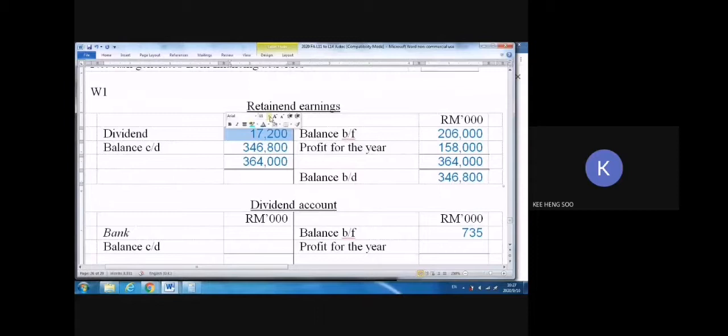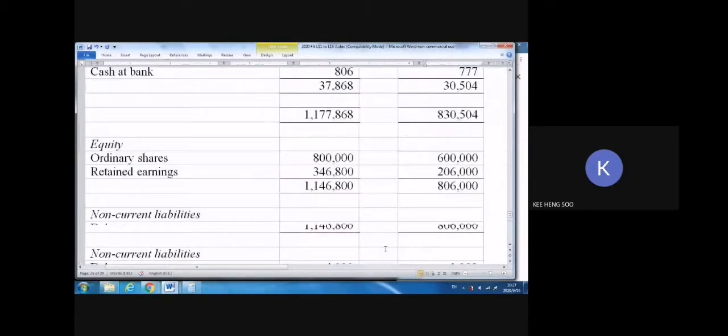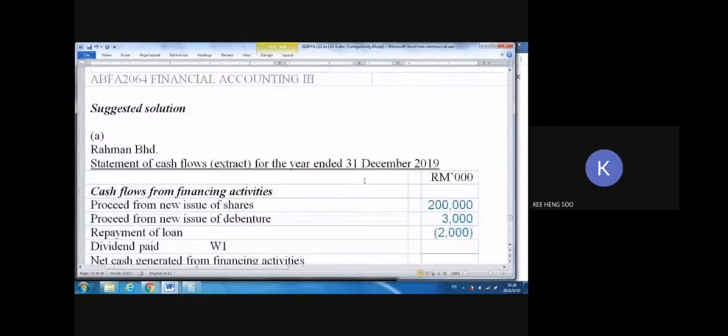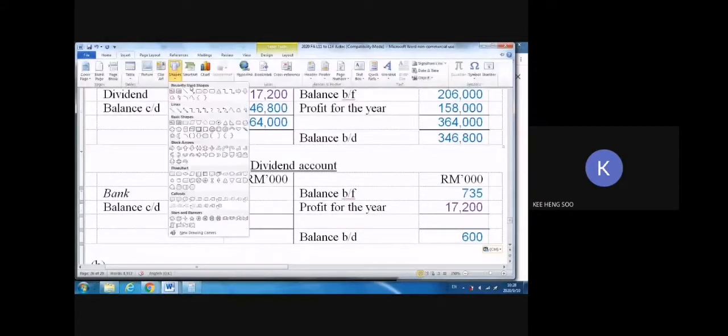So this will be your dividend, and this figure will be transferred down. How about the dividend account? Up there, we have the dividend account. Dividend payable 735,600 is given here. If any mistake, you let me know because I don't know just now why I made this mistake.